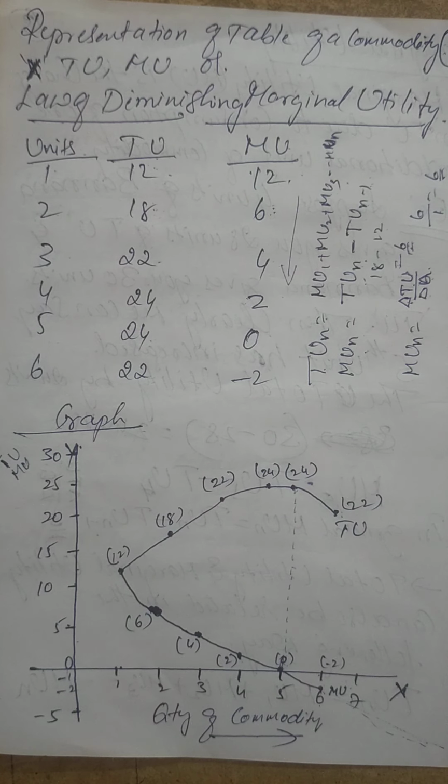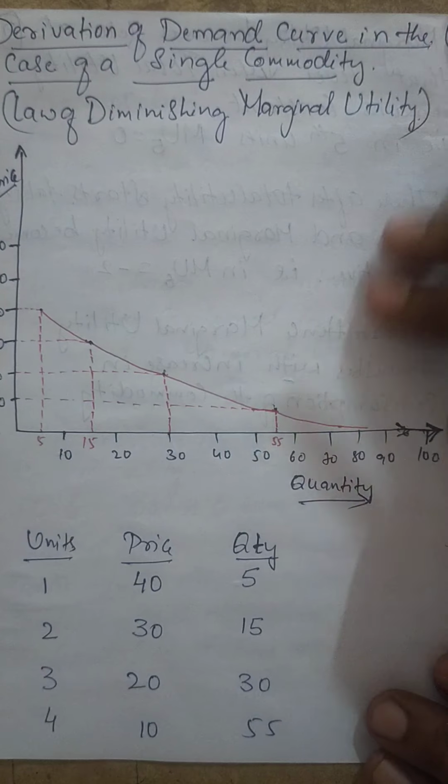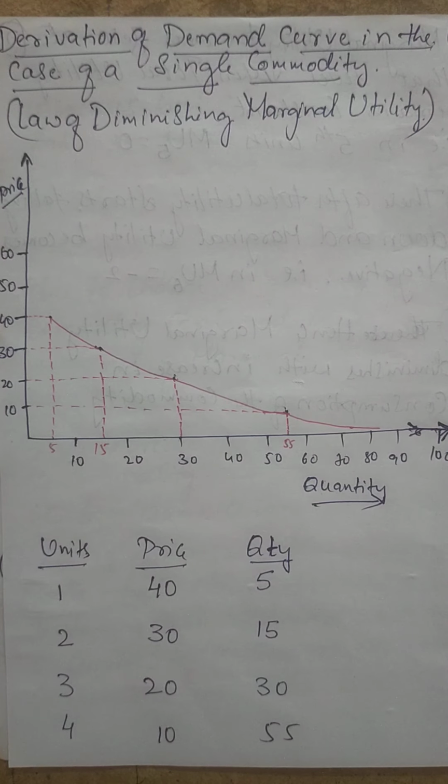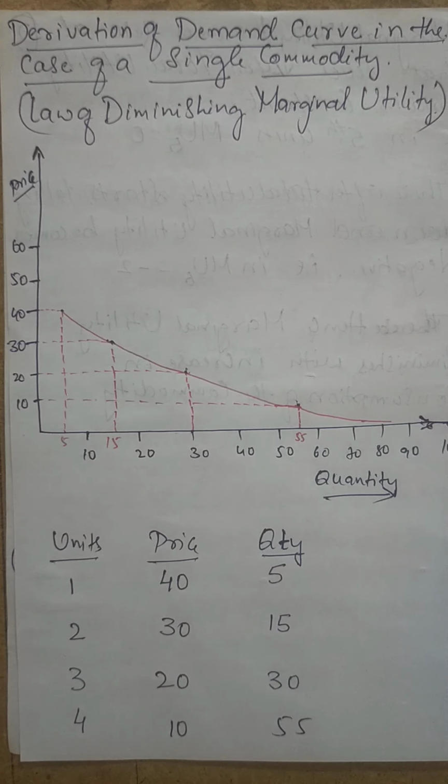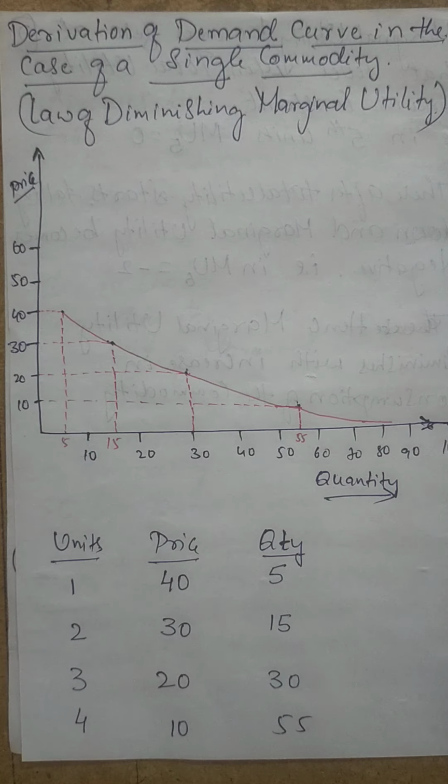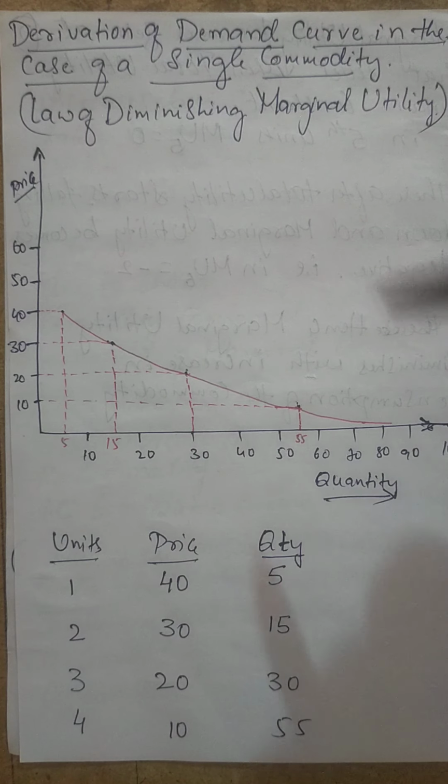Okay, and the next particular topic which we are discussing is about derivation of demand curve in the case of a single commodity. See, what is this single commodity? We also say that the law of diminishing marginal utility process only we are also using here.